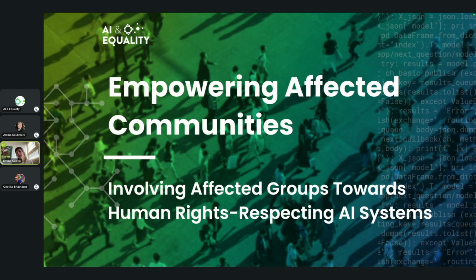So today we're going to talk about a new training module where we really dive deep into how to empower affected communities of systems. So how to involve them during the development process towards human rights respecting AI systems. If you're familiar with our material, that's really a core thing, an action around which our philosophy evolves.